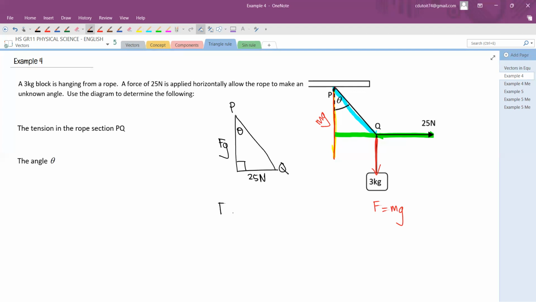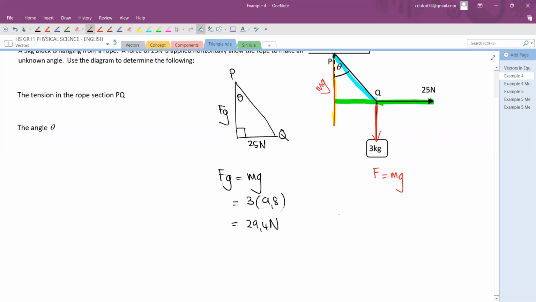And this is 25 newtons. So can we determine Fg? Fg equals mg, and that is 3 times 9.8. And this is like 29 point something. 29.4. Good? Happy? Yeah. So now you don't even need the sine rule because you've got a triangle now with two sides. You have a 29.4 newton there and a 25 newton there.